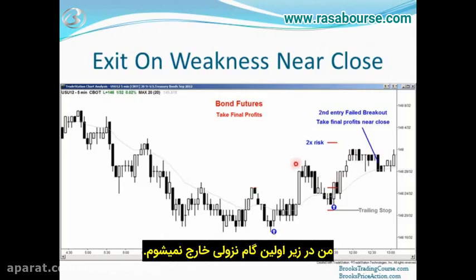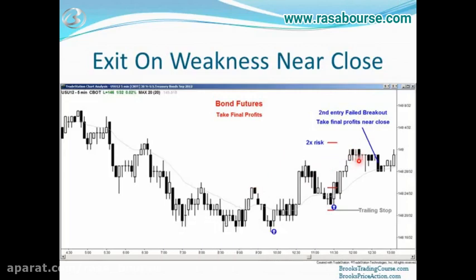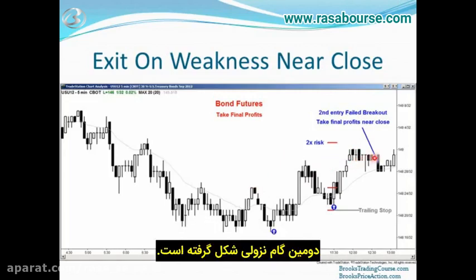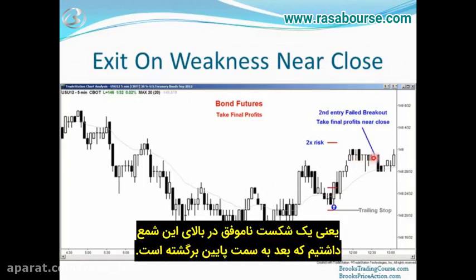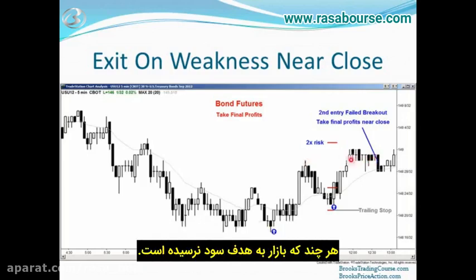I probably would not exit below the first attempt down, but at this point it's another bear bar closing on its low, bear bar closing on its low, second attempt down, second failed breakout attempt above this high. I would probably go flat and just stay flat for the rest of the day, even though the market did not reach my target.